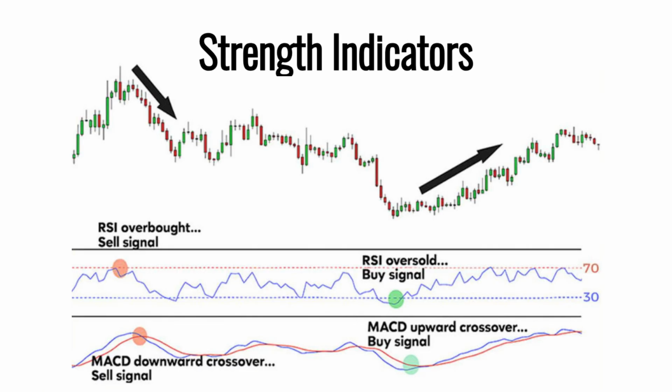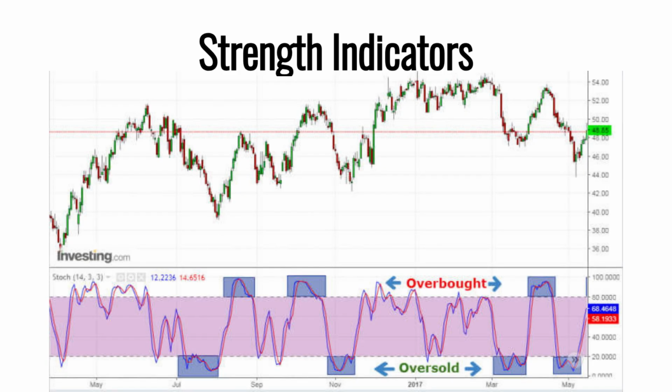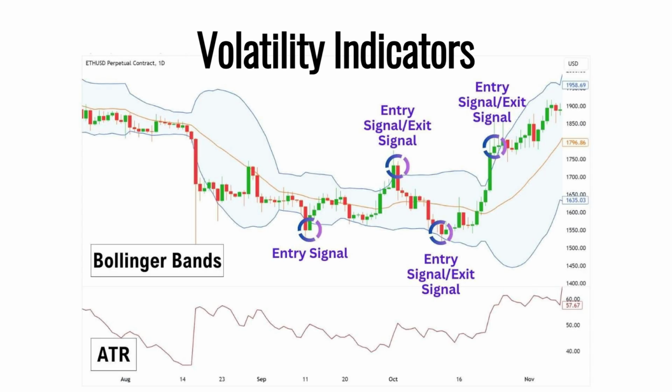Next, strength indicators. For example, RSI, the relative strength index, tells us if the market is overbought or oversold. MACD shows us the momentum, if the trend is strong or weak. And the stochastic indicator also helps find possible reversals. Finally, volatility indicators. Bollinger Bands show when price is moving strongly or staying quiet. ATR, the average true range, measures how much price moves on average.